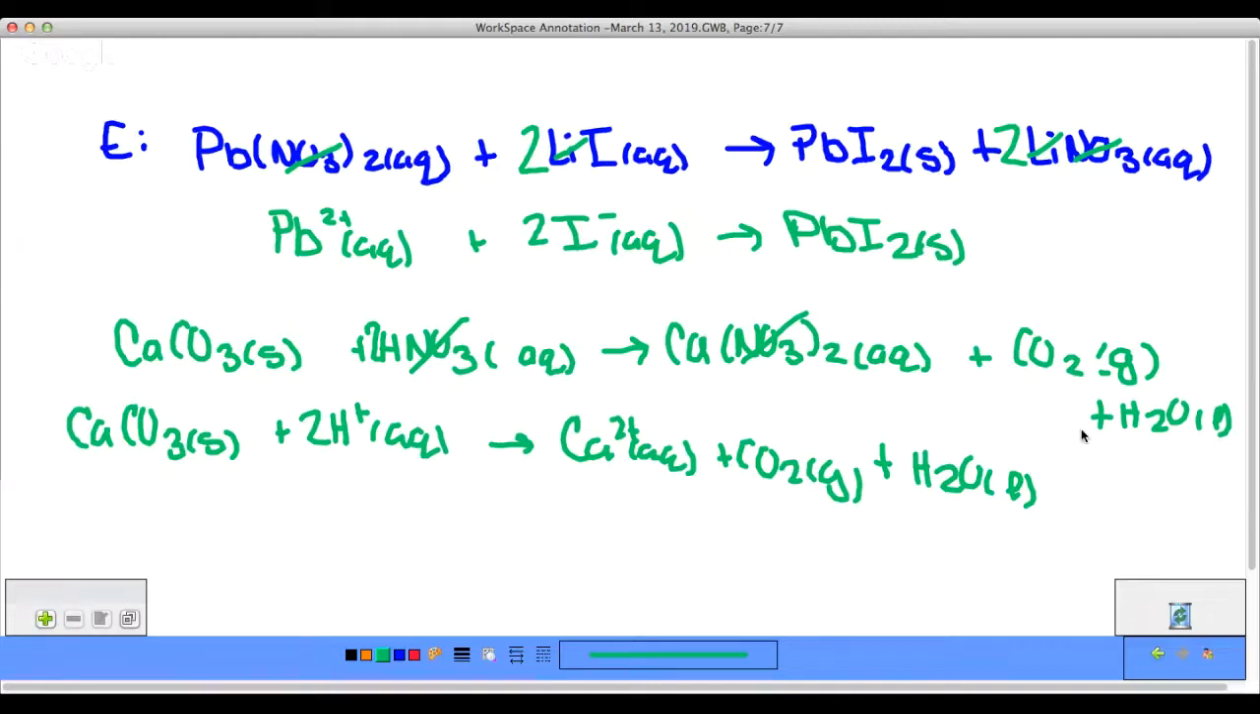Let's look at one more redox reaction. So, 1E. Let's look at 1E.